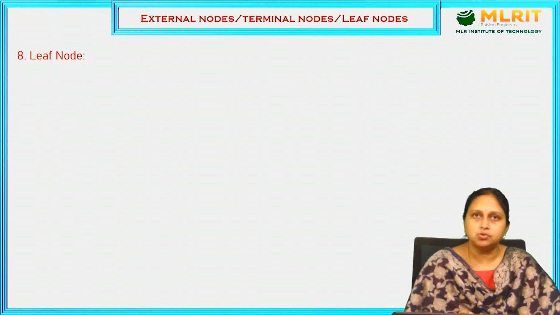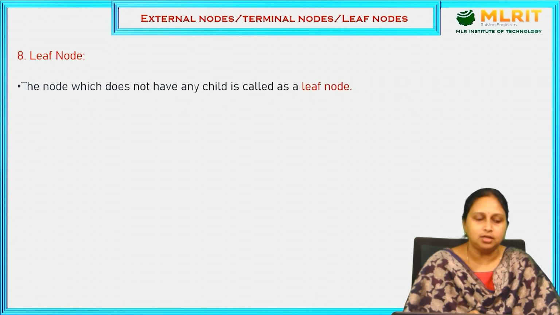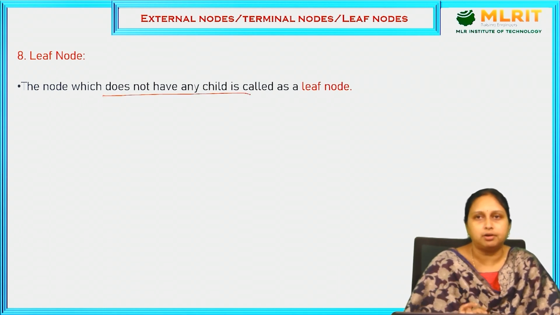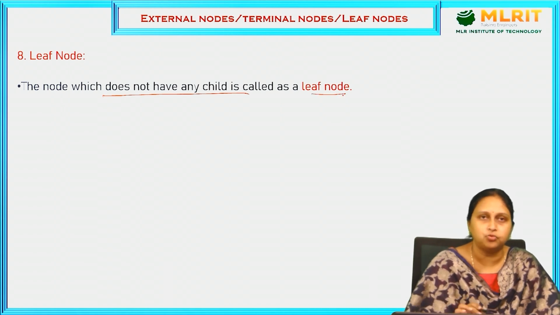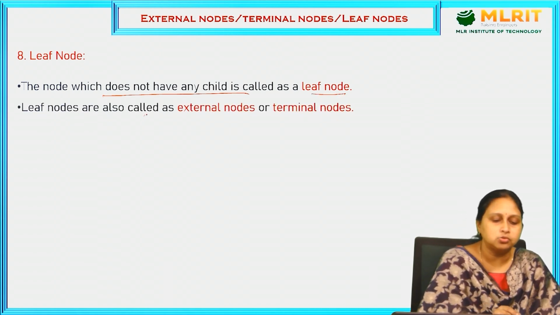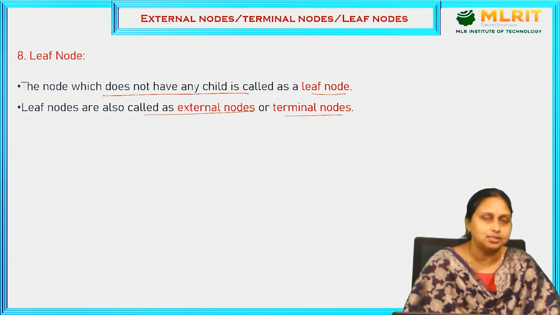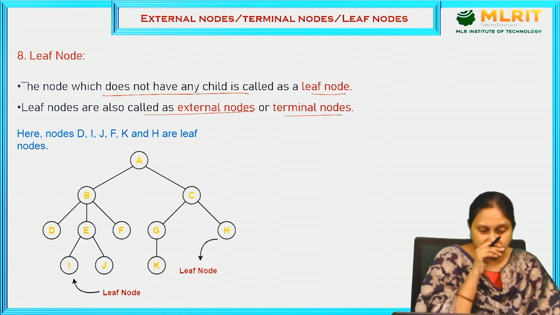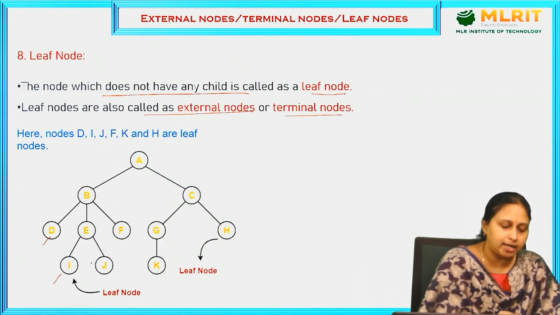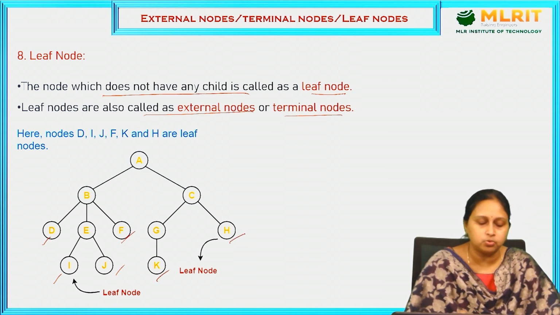External nodes or terminal nodes or leaf nodes, as we have seen in the previous example, are in the same way the nodes which do not have any children. A node which doesn't have children is nothing but the leaf node. Leaf nodes are also known as external nodes or terminal nodes. Those will be the ending ones, that's why we name them terminal nodes. If you look at this tree, which are the leaf nodes? Here we have D, I, J, K, F and H. All these are leaf nodes, because they don't have children.